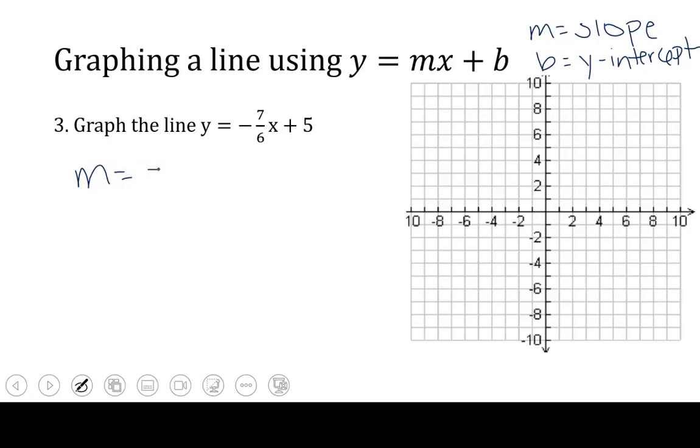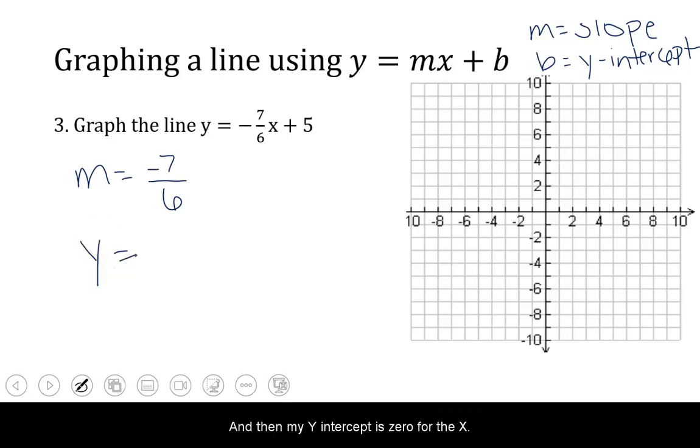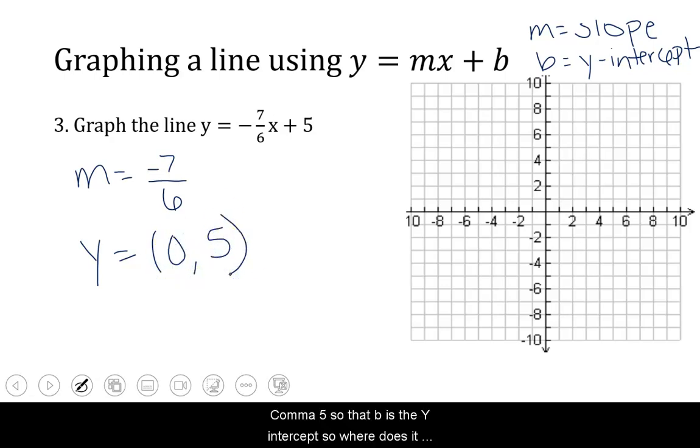Negative 7/6. Always give the negative to one of the numbers for slope. I always give it to the top number when I list it. So I have negative 7/6. And then my y-intercept is 0 for the x, comma 5. So that b is the y-intercept. So where does it touch the y? At positive 5. So let's graph that point first. Start in the center. My x is 0, but where does it touch the y? At positive 5.